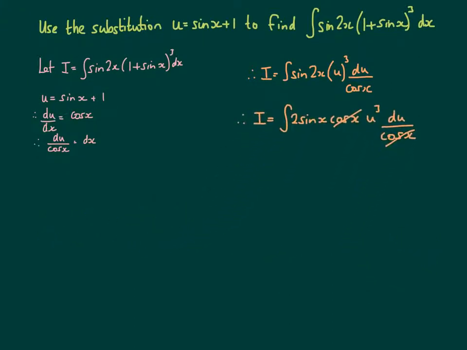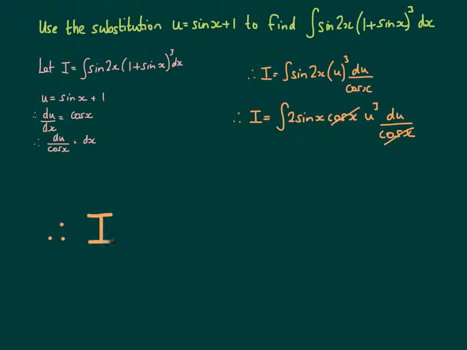Just immediately making it a lot easier, look. Okay? The 2 is a constant term, so I'm just going to take that outside of the integral to simplify it a bit further. So I is going to become 2 times the integral of sine x times u to the power 3 with respect to u.